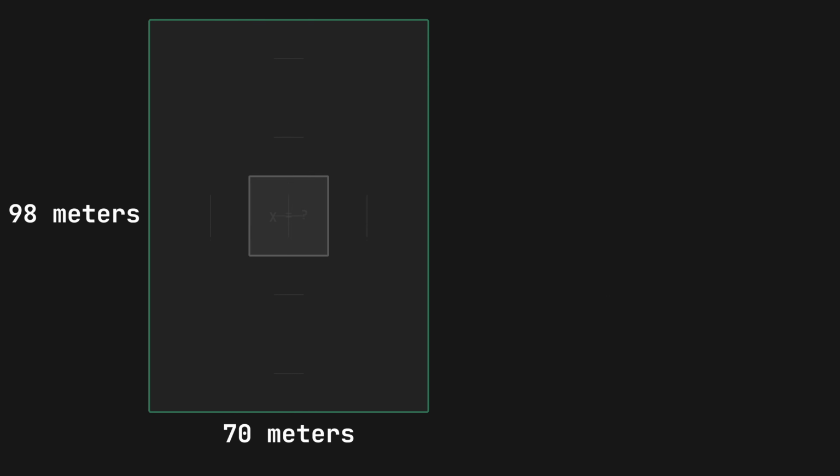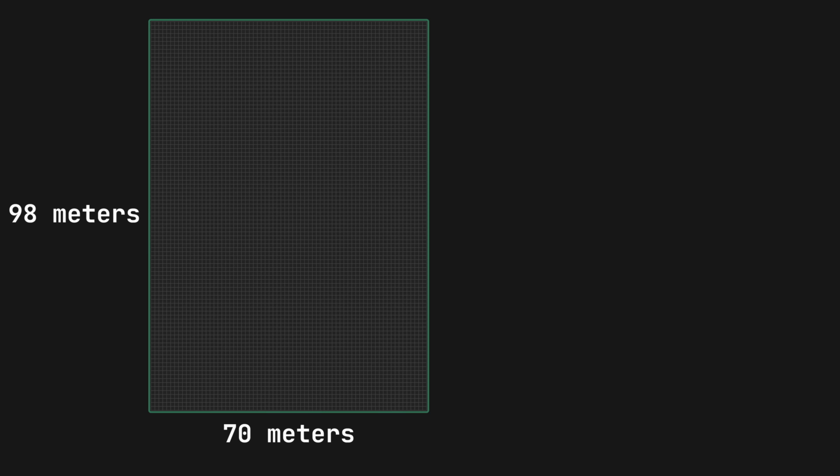We could try every size square that fits in this field, and we'd eventually get the right one, but this becomes very inefficient as the size of the field gets bigger because it takes a linear number of steps equal to the size of the field.